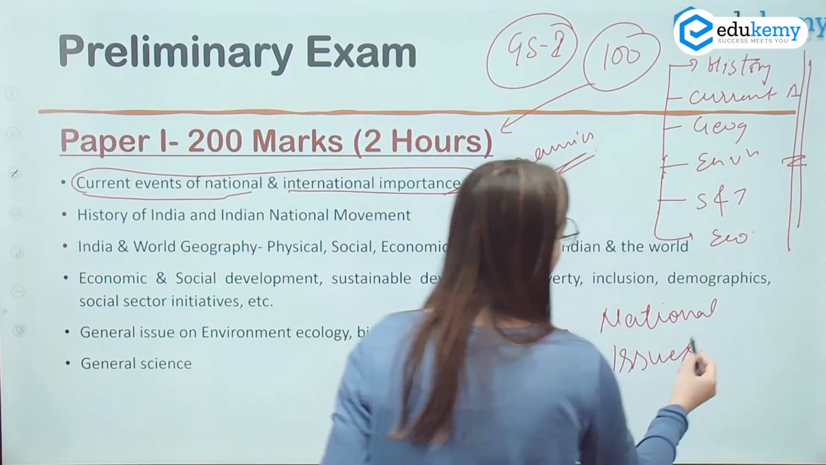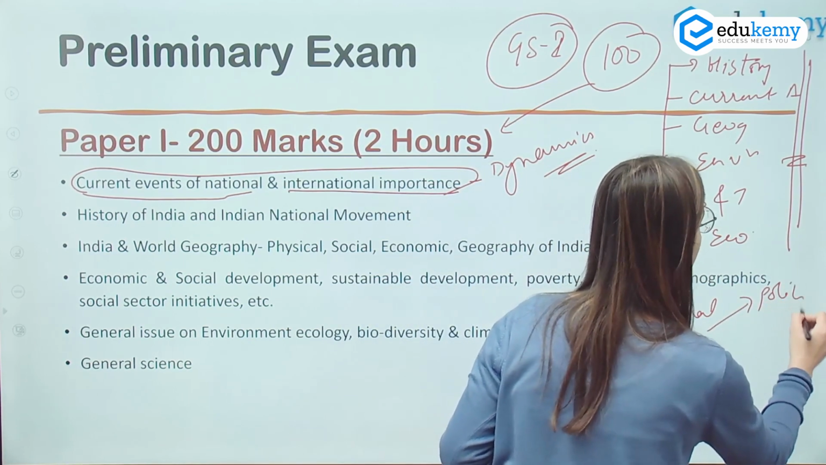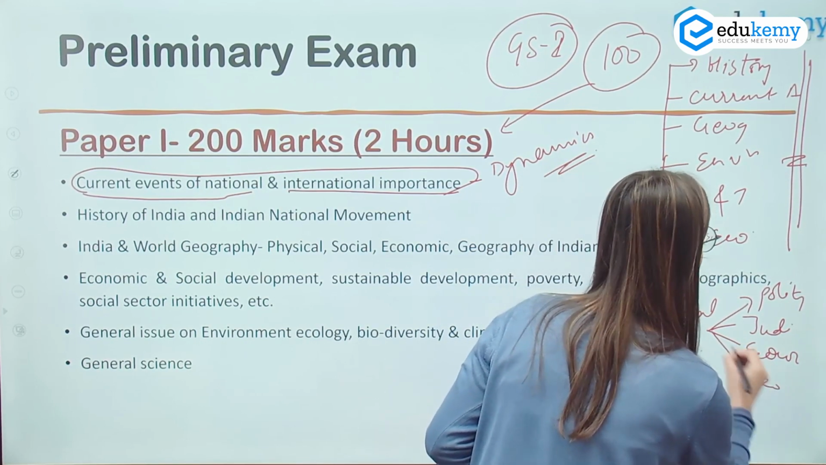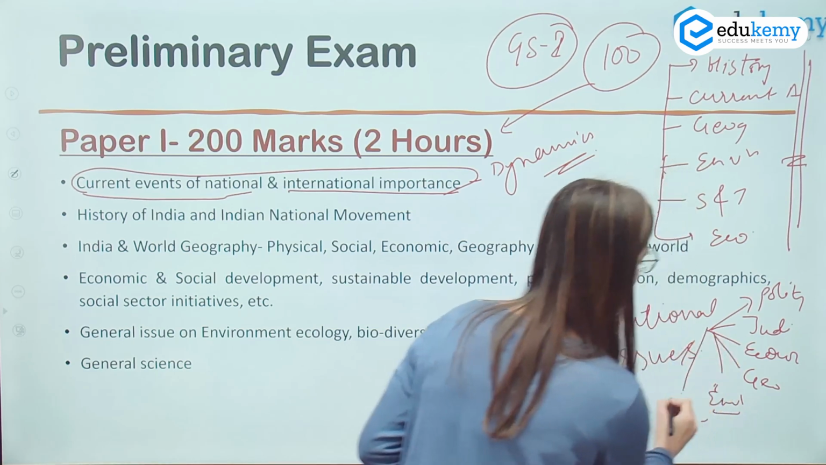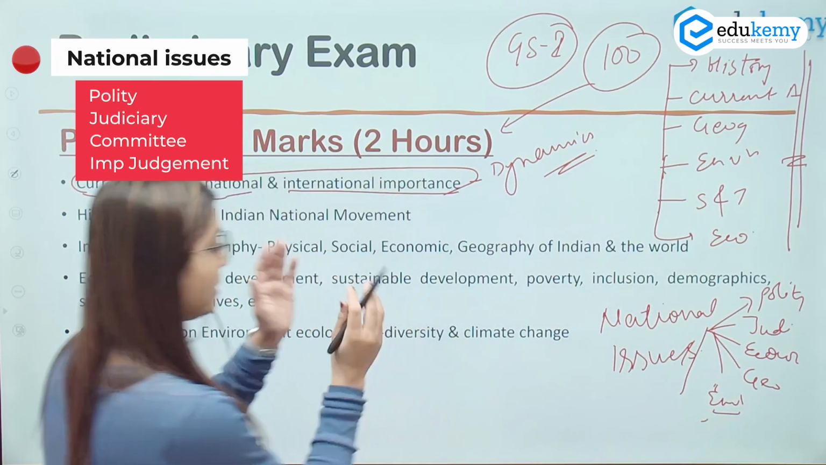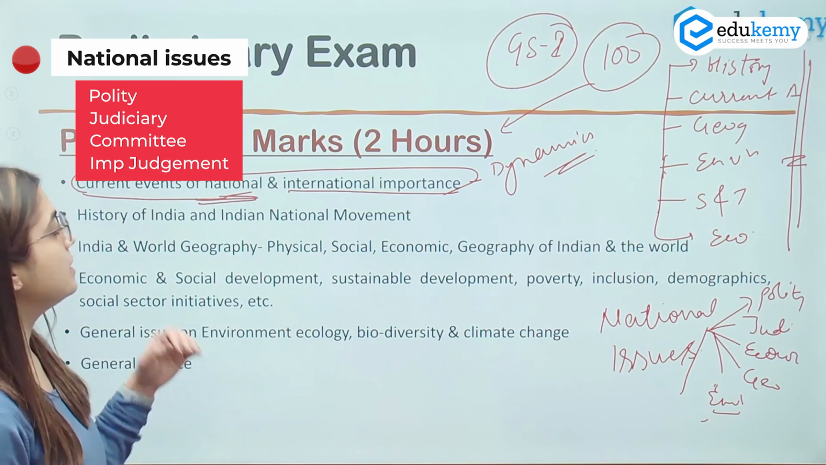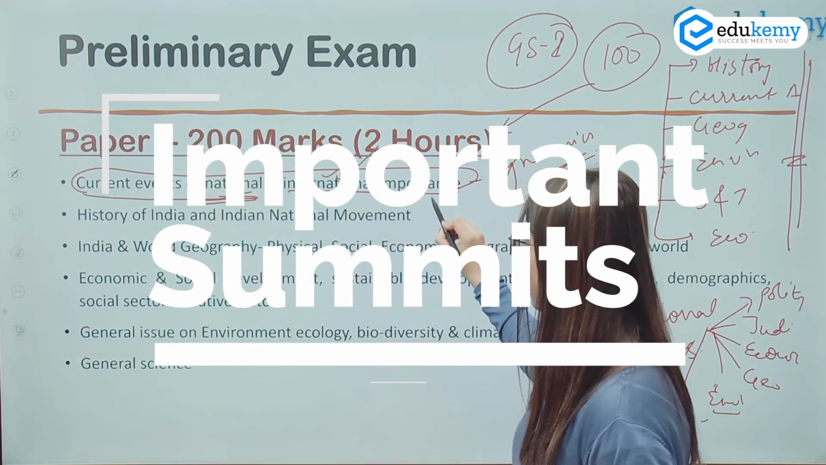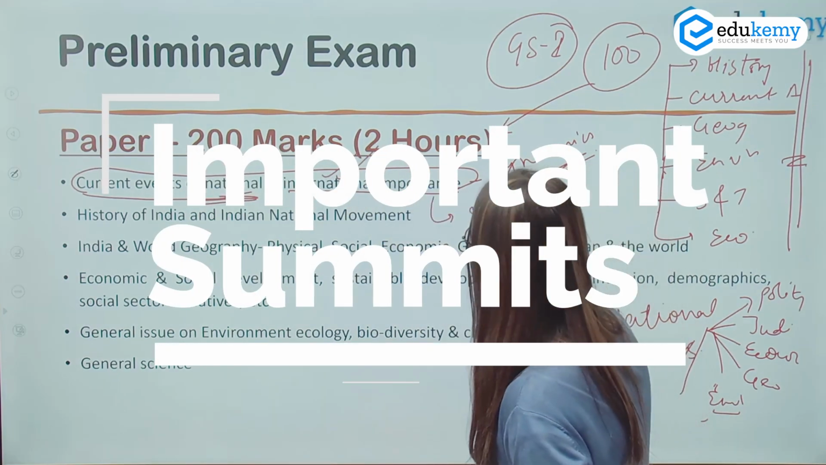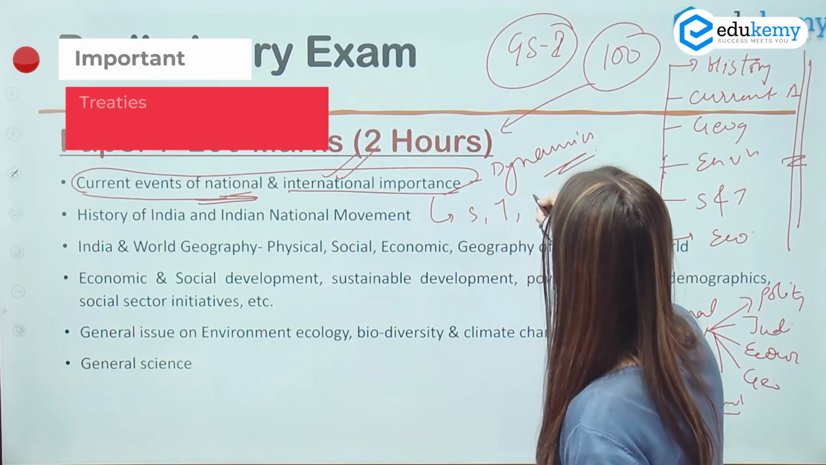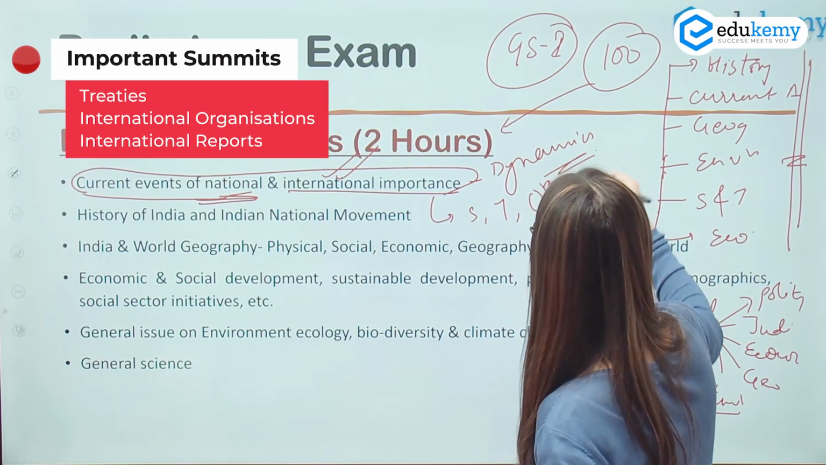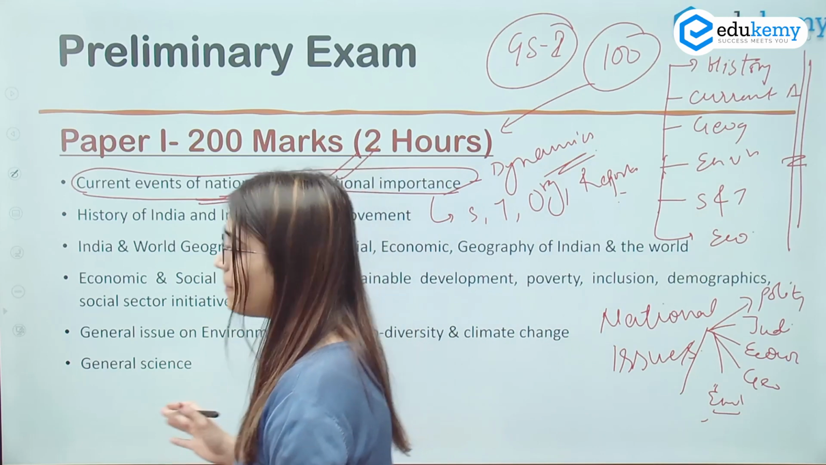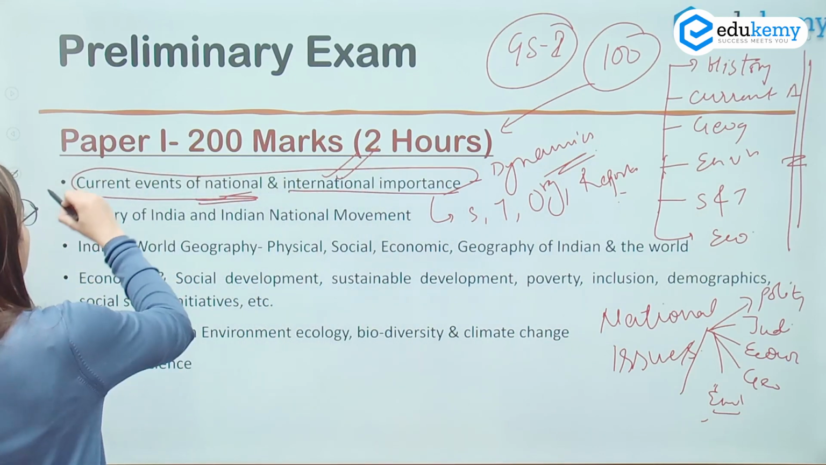It can be related to polity, judiciary, economy, geography, environment, etc. Any committee, any important judgment, all this will be covered under national issues. And in the second part, which is international, for current events related to international importance you need to cover important summits, important treaties, important international organizations, and yes, important international reports, etc. So yes, this is a very dynamic part.